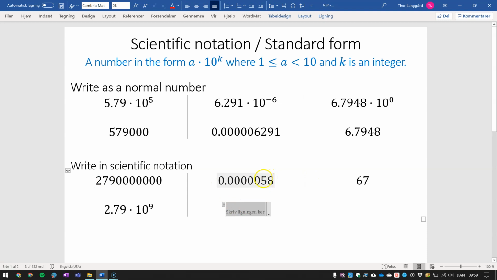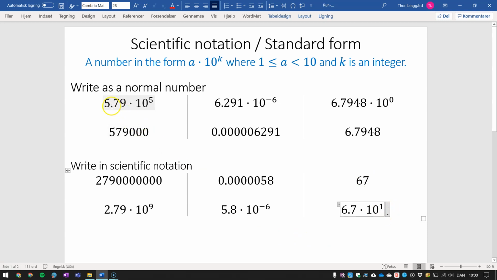This number between 1 and 10 would be 5.8. This time the power needs to be negative, and I need to move 1, 2, 3, 4, 5, 6 spaces, so that would be to the power of negative 6. For this 67, if I need a number between 1 and 10, it needs to be 6.7 times 10 to the power of something, and here I just move the decimal point 1 space, so it's just to the power of 1. So this is the way it works.